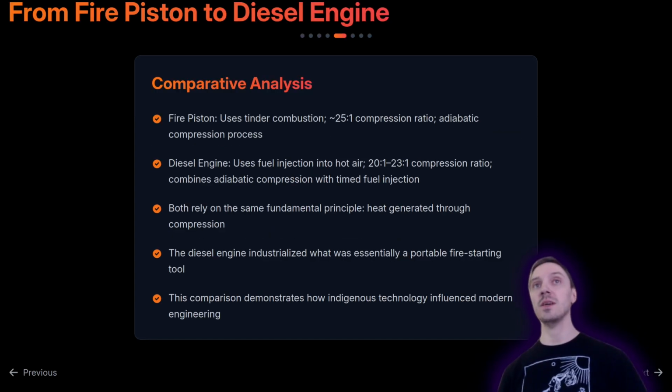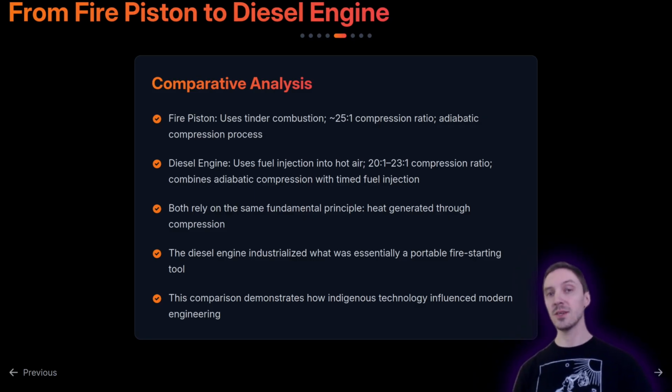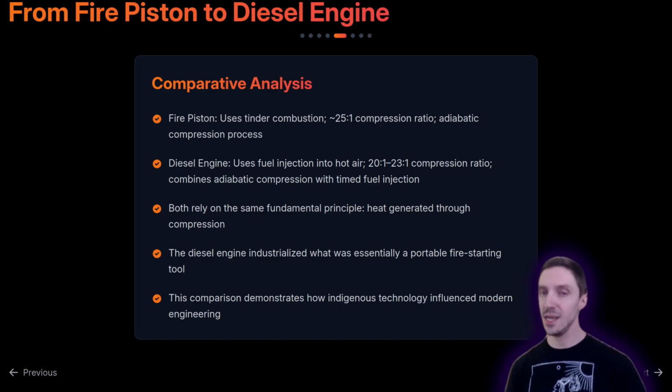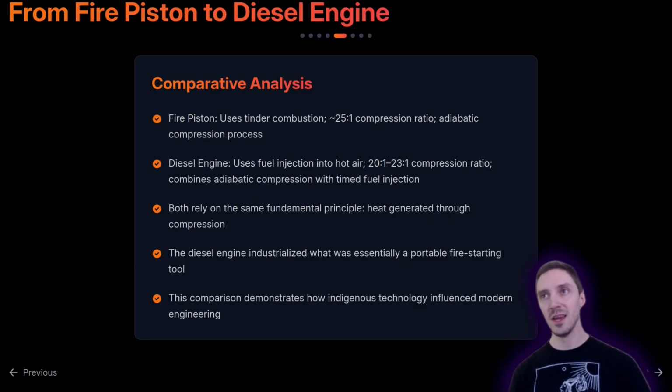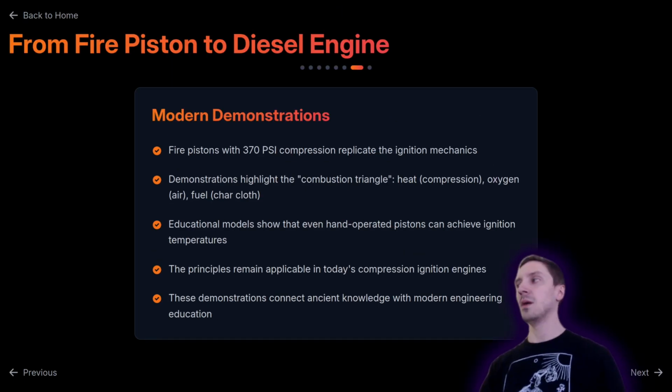So comparatively, the fire piston uses tinder combustion, roughly a 25-to-1 compression ratio. The diesel engine uses fuel injection into hot air with a lower compression ratio and combines adiabatic compression with timed fuel injection. Because instead of tinder, like cotton in a fire piston, you're instead using diesel fuel. And Rudolf Diesel effectively industrialized what was already understood with the fire piston. What Diesel achieved was significant historically.